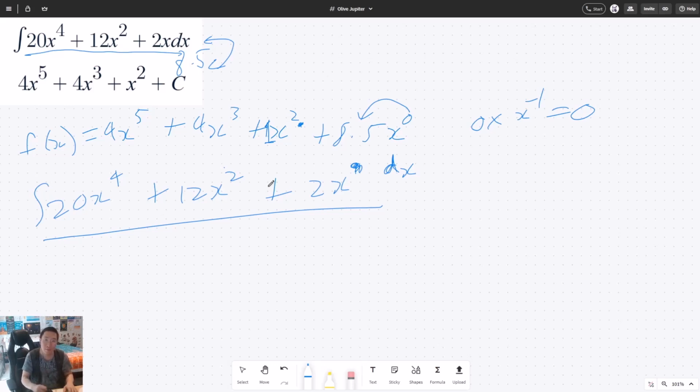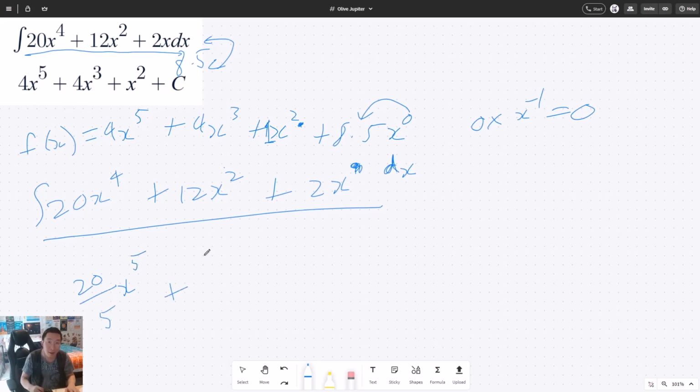We have the integral. To do the integral sign, you put the f and the dx on the outside, and they wrap around what you're finding the integral of, in the middle. To do the integral, you add 1 to the exponent and then divide by the new exponent. So 20 times x to the 4. 4 plus 1 is 5, and then you divide the constant by 5.